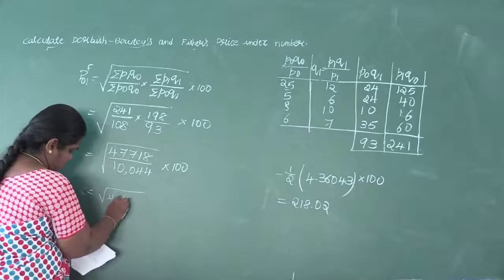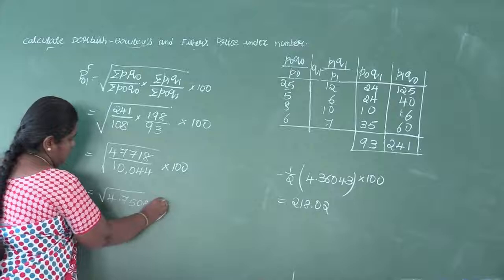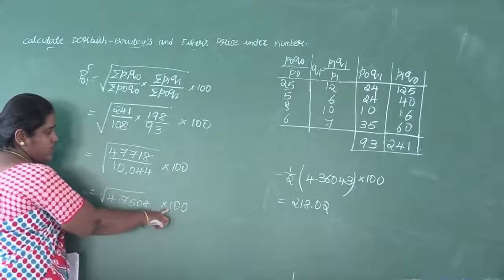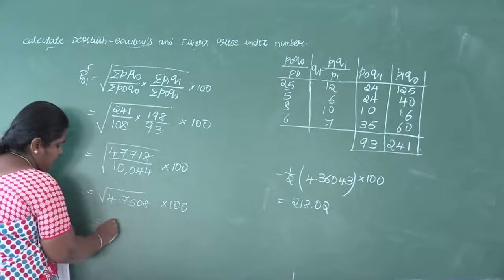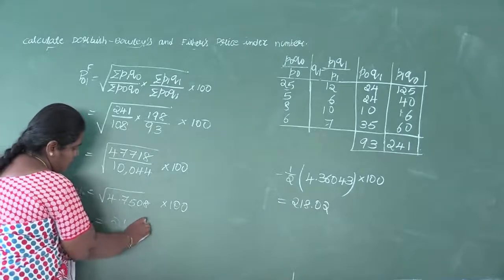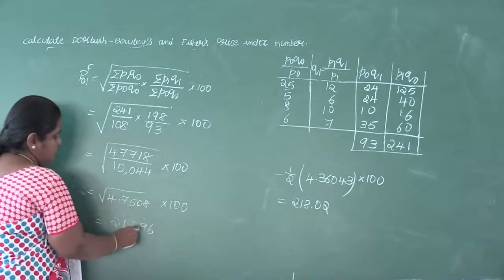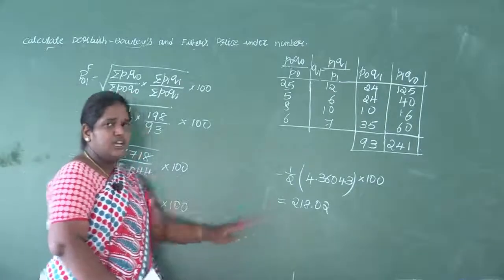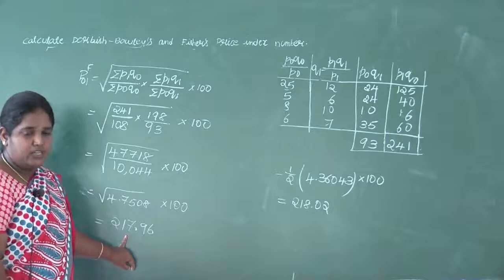square root of 4.7508 into 100. First take out the square root, then at the end multiply with 100, we'll get 217.96. So here the numbers are different. 218.02 we have got, and here we have got 217.96.